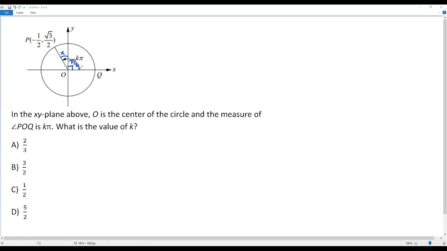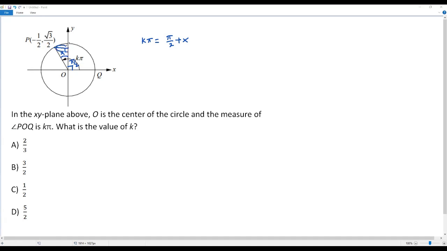Now let's consider this angle measure. The measure of this angle is k pi radians. It's given in the figure itself. Now k pi equals the addition of this angle measure and this angle measure. Then we get pi over 2 plus x. Let me draw a horizontal line segment over here. Then it forms a right triangle. We have a right angle over here.